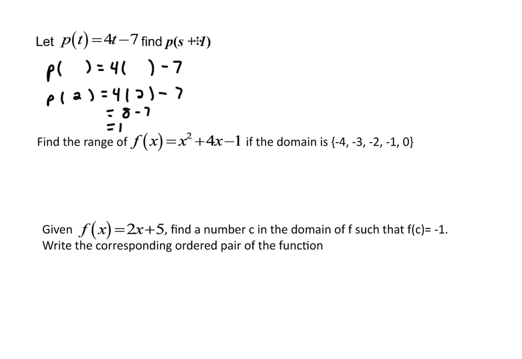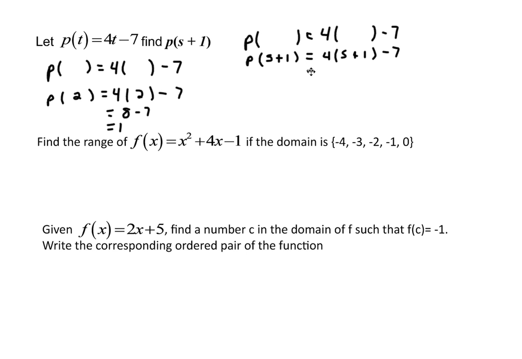But what if we say this? P of s plus 1, what's that supposed to mean? Well, if we use this notation, p of whatever value goes in the parentheses is 4 times whatever we put in the parentheses minus 7, and we substitute in the value s plus 1. Well, that means we come up with a new expression, 4 times the quantity s plus 1 minus 7.